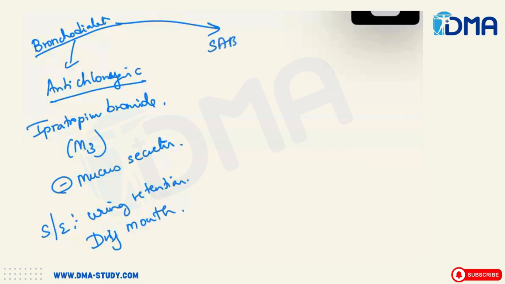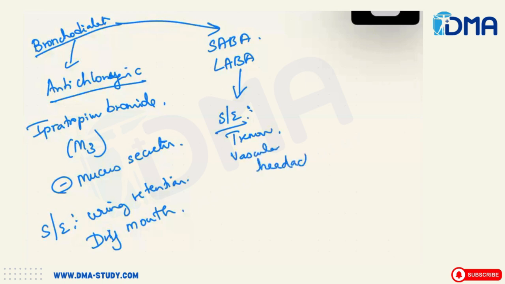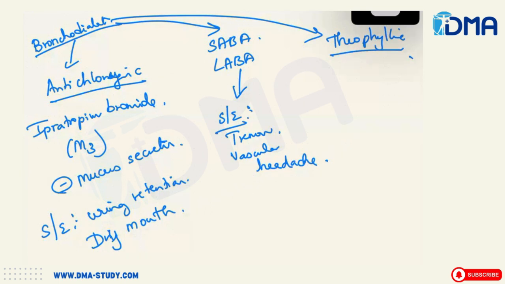Then short-acting beta agonist, long-acting beta agonist, we already discussed. However, the side effects of both these agonists would be tremors, vascular headache, then fluctuations in BP. The other bronchodilators which we use are theophylline. These are all methylxanthines. Actually, theophylline is a drug name. The broad group is methylxanthine. This methylxanthine causes tachycardia, and hence it is not used more in the present scenario.